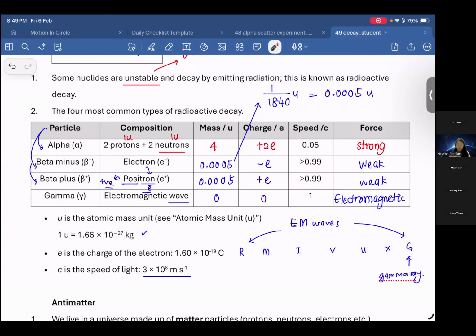Okay. Until here, is that clear? This one is just a recall, and then we add on beta plus only. Okay? Fatima, okay? How about the others?